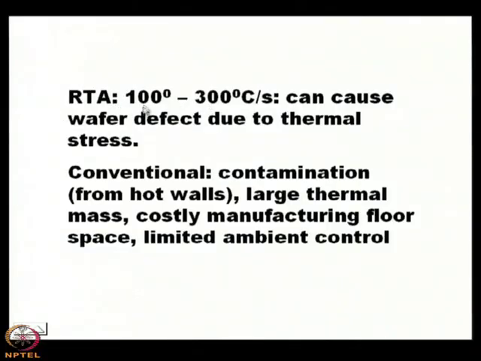So, in rapid thermal annealing, some 100 degree centigrade to 300 degree centigrade per second gradient is used, and it can cause wafer defect due to thermal stress. Obviously, the time is very, very less, even then, since the rate is very high, the impact is very high. But for conventional annealing system, here only thermal stress is involved, no other thing is involved, no contamination is there.